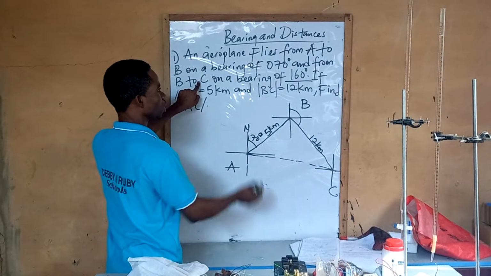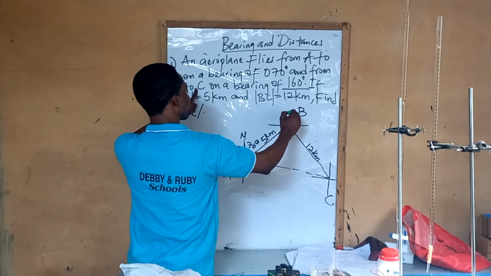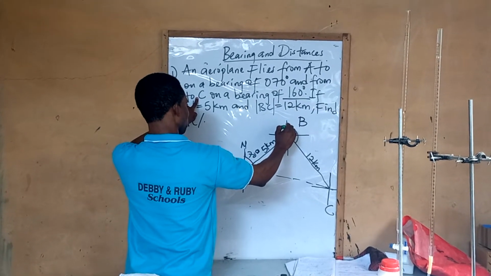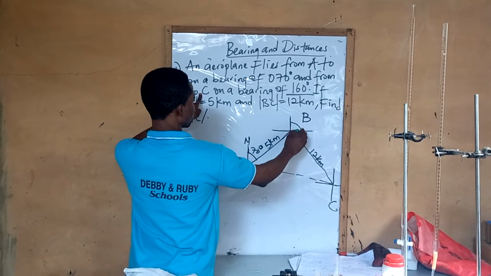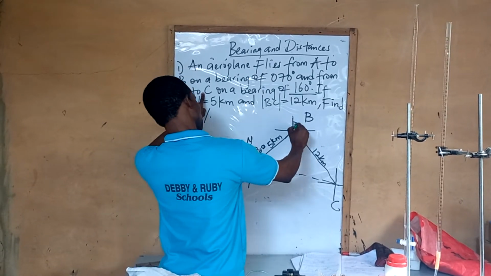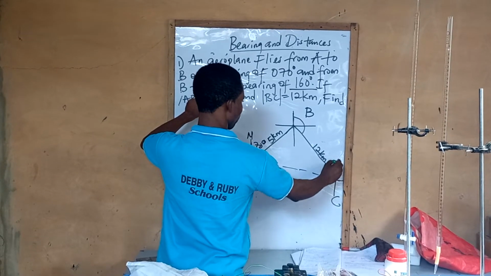On which bearing? On a bearing of 160 degrees. Anytime you see 3 digits, you start from the north. This is north. I make my 160. Don't let it reach 180. This is 160. So I bring it out. I'm going to C. So I make another 4 cardinal points.